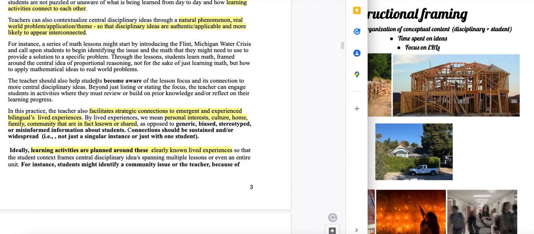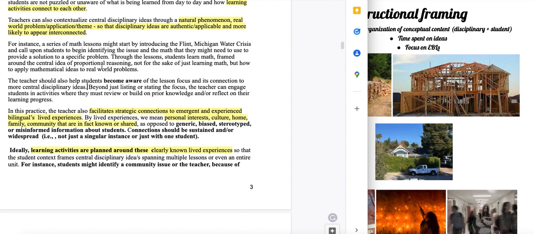And then the teachers should also help students become aware of the lesson focus and its connection to more central disciplinary ideas. So, okay, here's where we're taking the lesson focus of this hypothetical lesson, proportional reasoning, and the teacher should take a step of making the relationship between proportional reasoning and more central disciplinary ideas clear. And then beyond just listing or stating the focus, the teacher can engage students in activities where they must review or build on prior knowledge and reflect on their learning progress. Okay, so that's an example of how the teacher might make those disciplinary relationships clear.